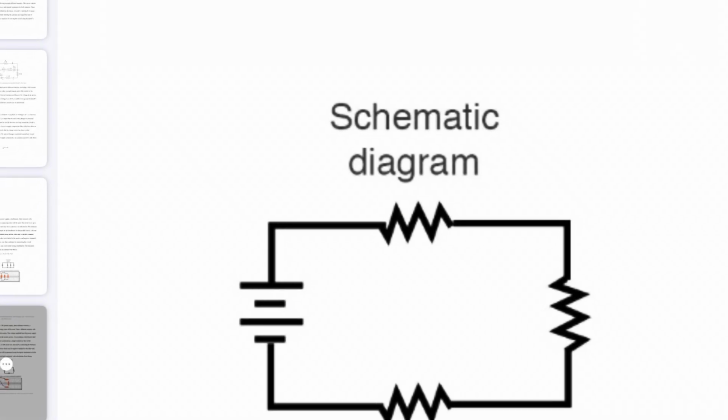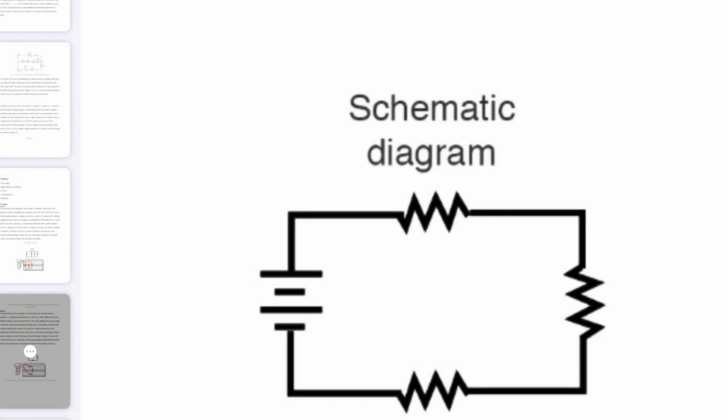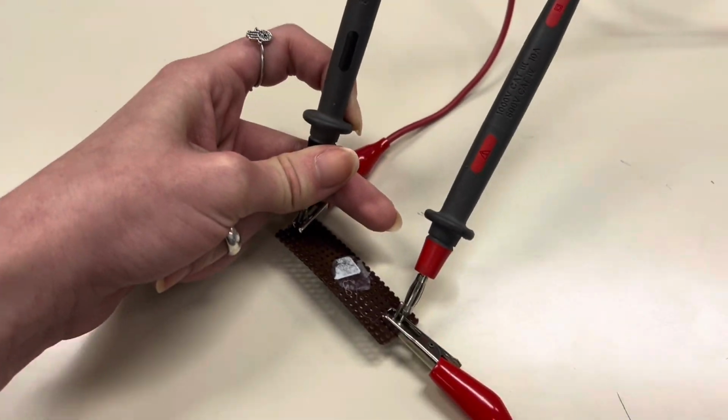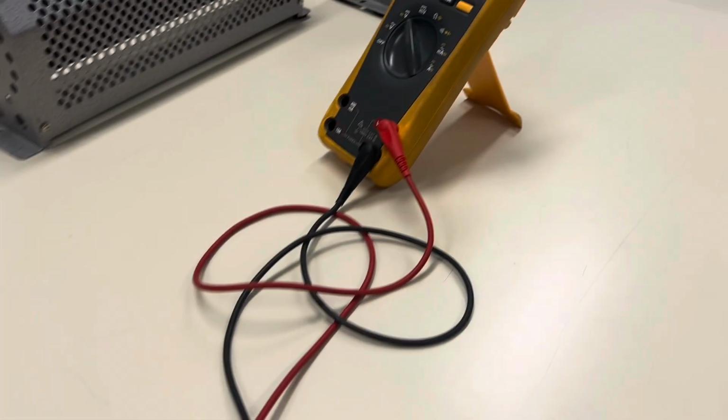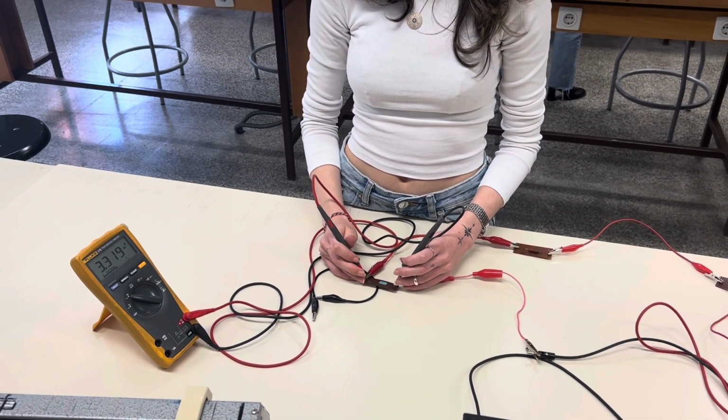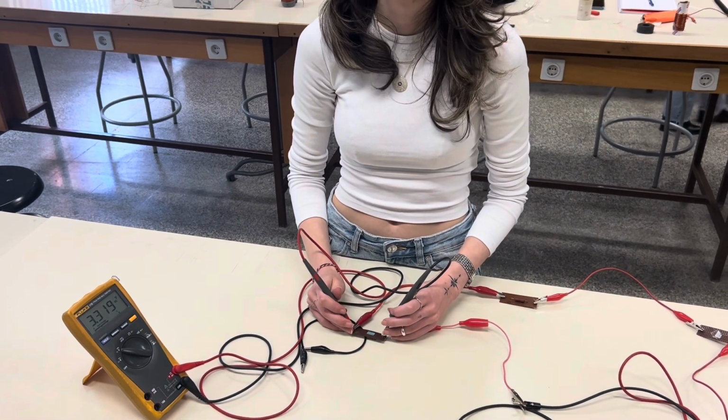In this part, I built a circuit with 3 resistors in series that are 100 ohms and also used a 10 volt power supply. The voltage difference in each resistance was similar to my calculations.